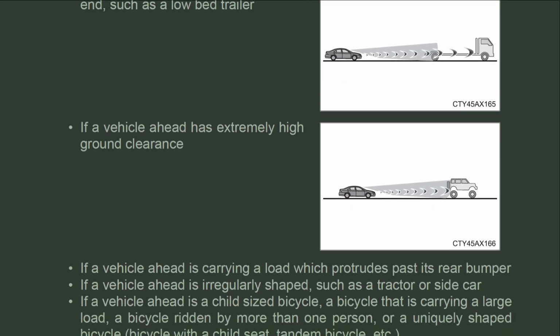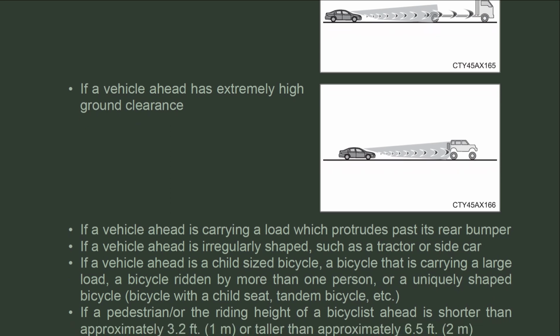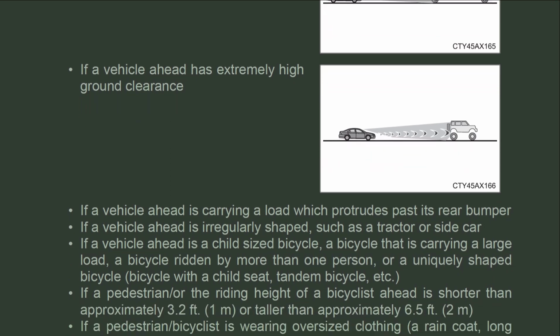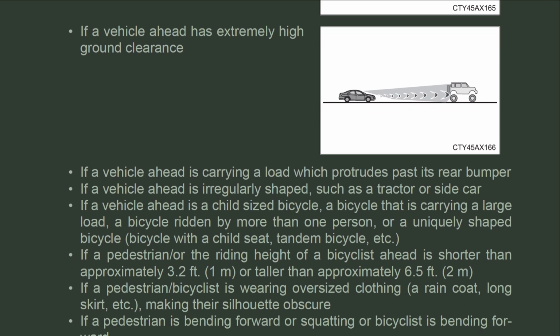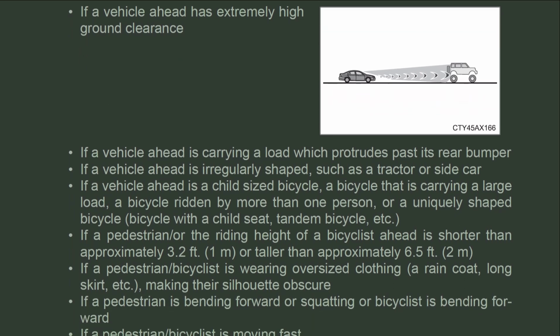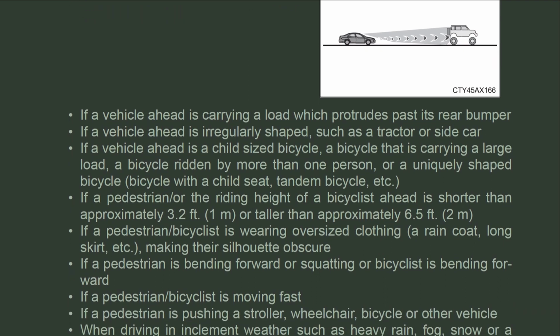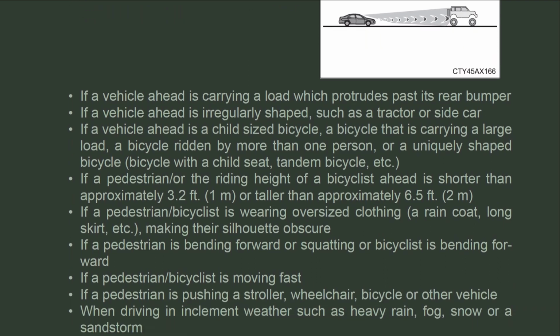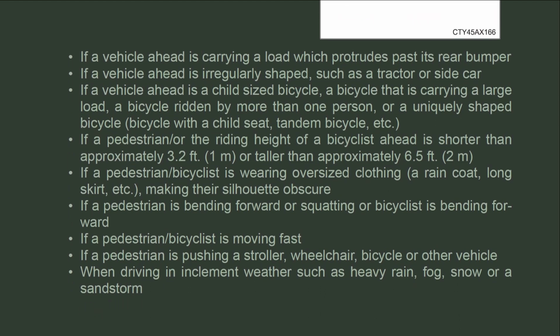If a vehicle ahead is carrying a load which protrudes past its rear bumper. If a vehicle ahead is irregularly shaped, such as a tractor or sidecar. If a vehicle ahead is a child-sized bicycle, a bicycle that is carrying a large load, a bicycle ridden by more than one person, or a uniquely shaped bicycle with a child seat, tandem bicycle, etc.